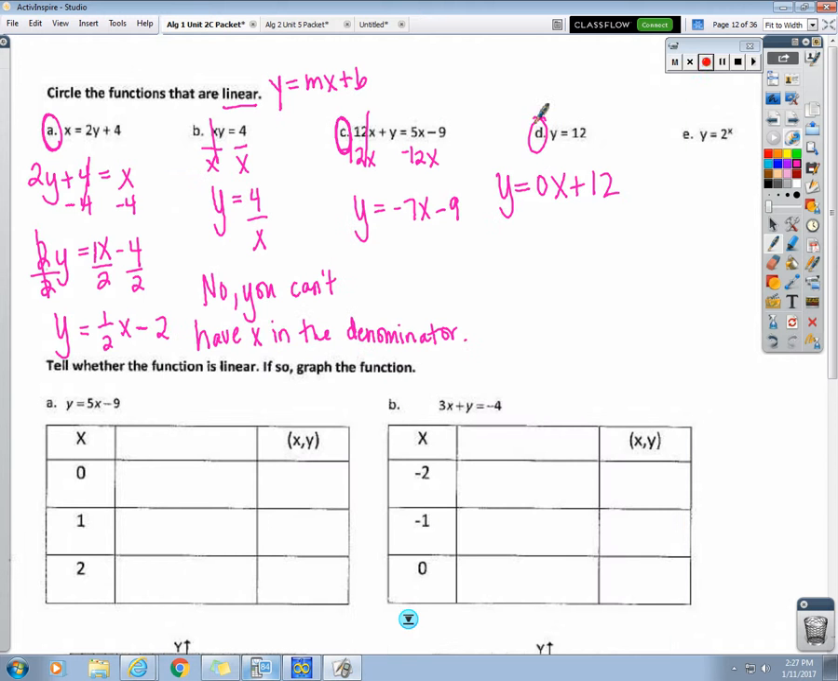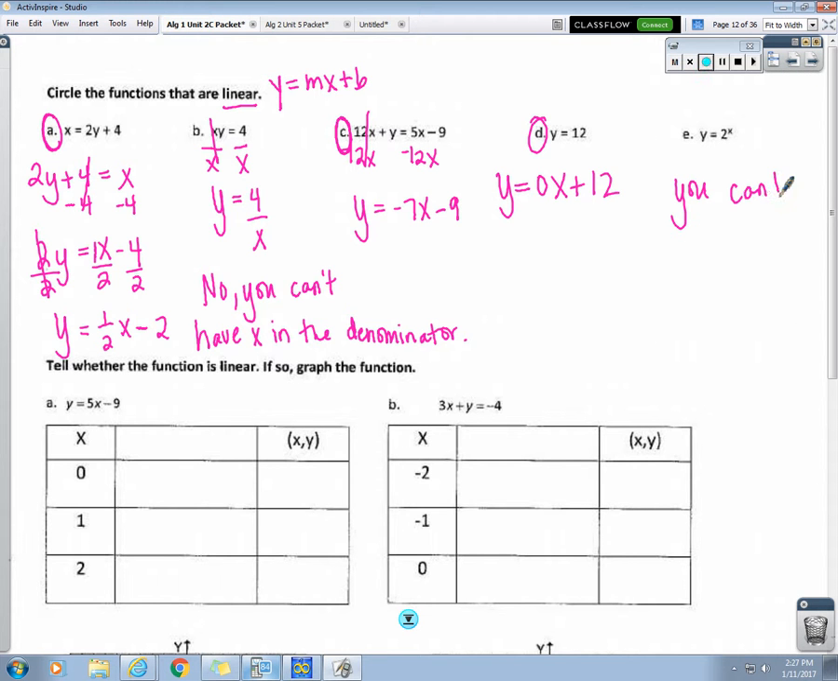So we circle it. What about E? Is that linear? No. You cannot have x as the exponent. You can't have x as the exponent in a linear function. I'll show you what it looks like on the graph.